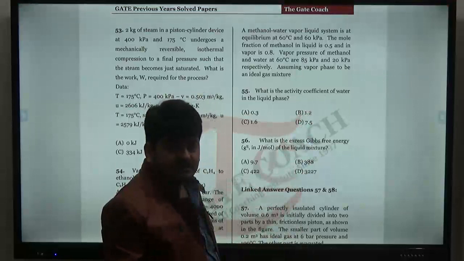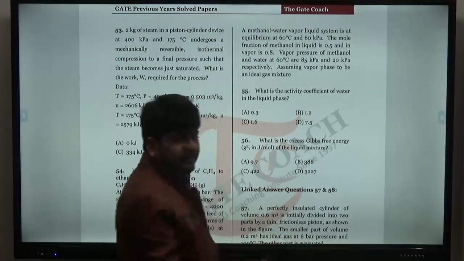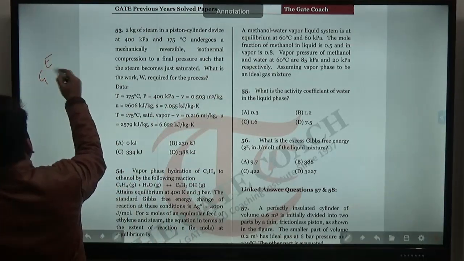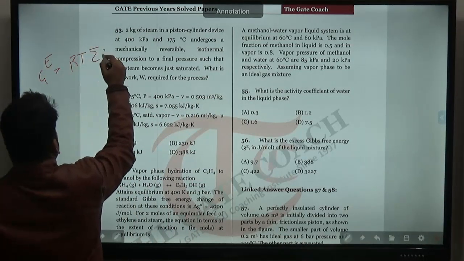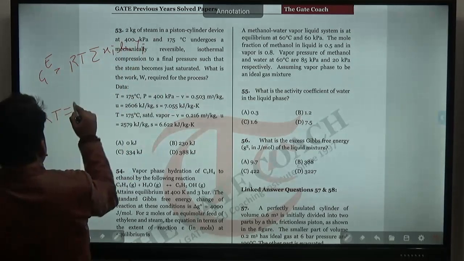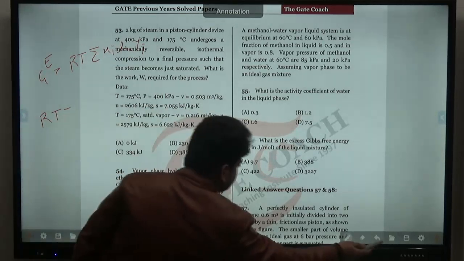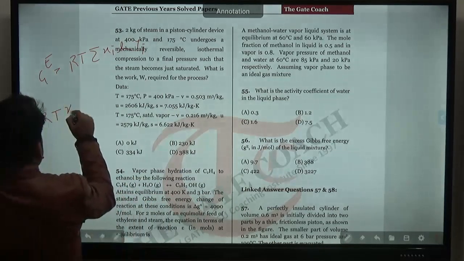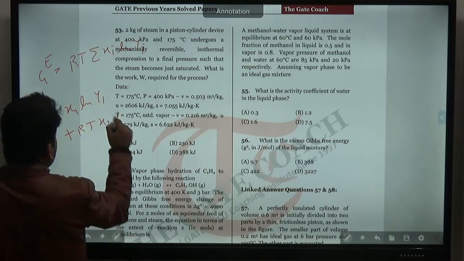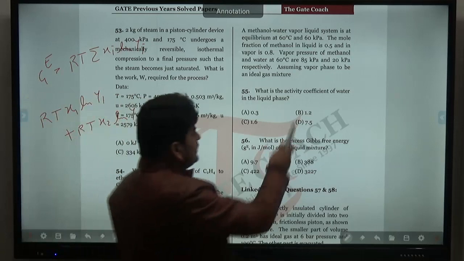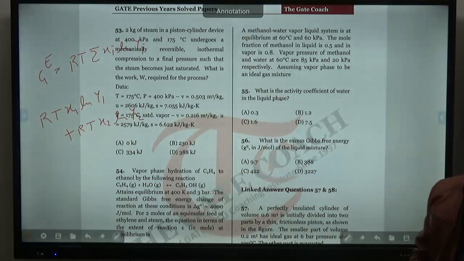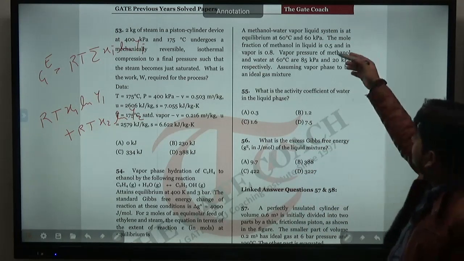Here you have to find out the activity coefficient and then you have to calculate the excess Gibbs energy. So we know that excess Gibbs energy is RT summation xi ln gamma i. So for a binary mixture it will become RT x1 ln gamma 1 plus RT x2 ln gamma 2. So ln gamma 1, gamma 2 you can calculate by using modified Raoult's law. That's not a big deal for you.